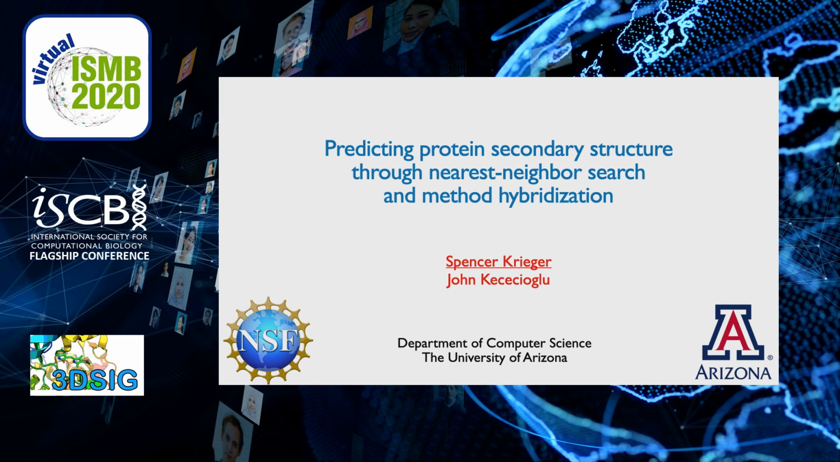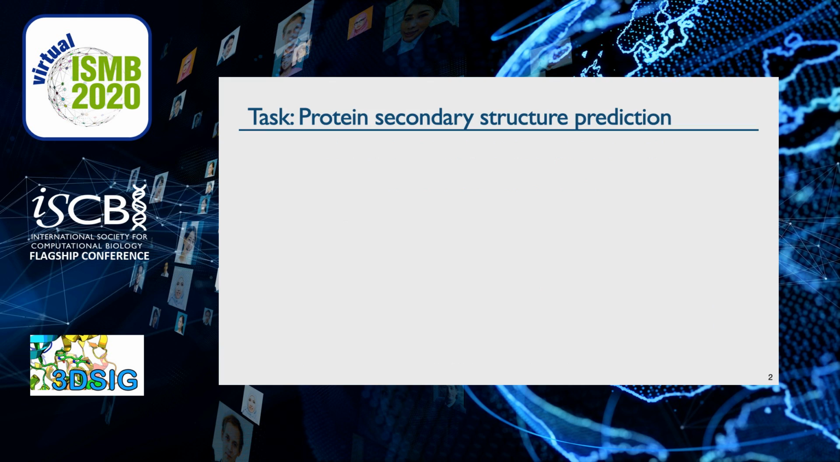Hi, I'm presenting the work Predicting Protein Secondary Structure Through Nearest Neighbor Search and Method Hybridization by Spencer Krieger and John Kasesioglu. I'm Spencer Krieger and I'm excited to share this work with you today.